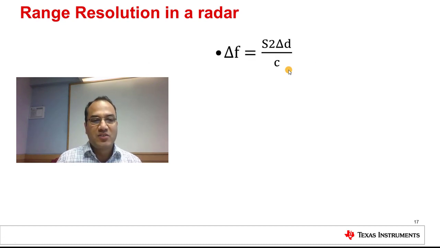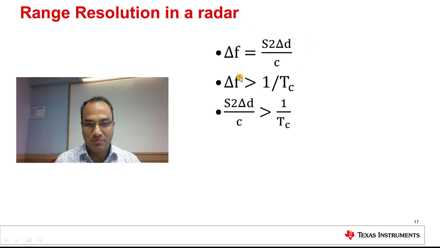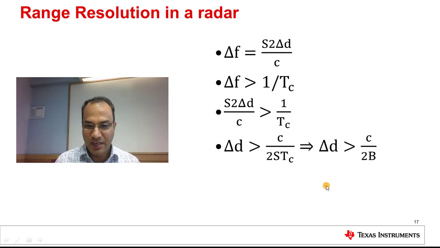So two objects which are delta D apart in distance will have their IF frequencies separated by delta F given by this expression. For these two frequencies to show up as distinct peaks in the IF frequency spectrum, this frequency separation delta F must be greater than 1 by the duration of the IF signal, which is virtually equal to the duration of the chirp TC if you discount the small fraction in the beginning, that portion tau arising from the round trip delay. Substituting using this expression, we get this inequality here, which after some rearrangement becomes this.